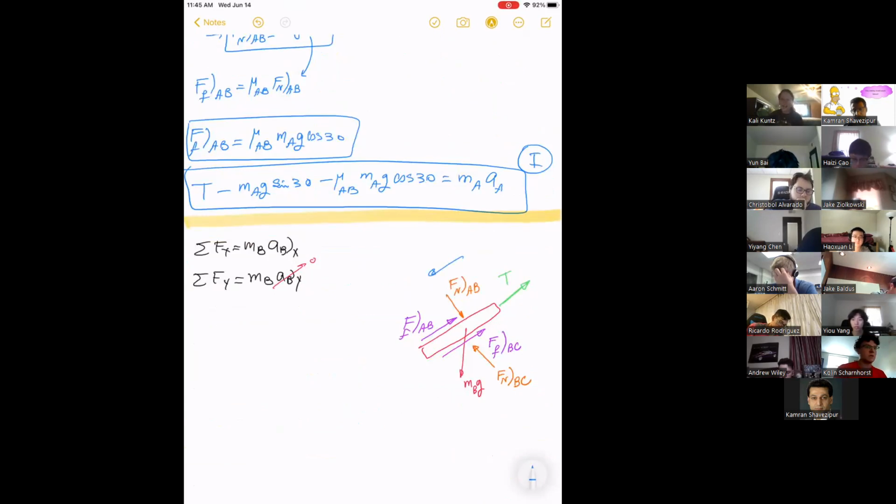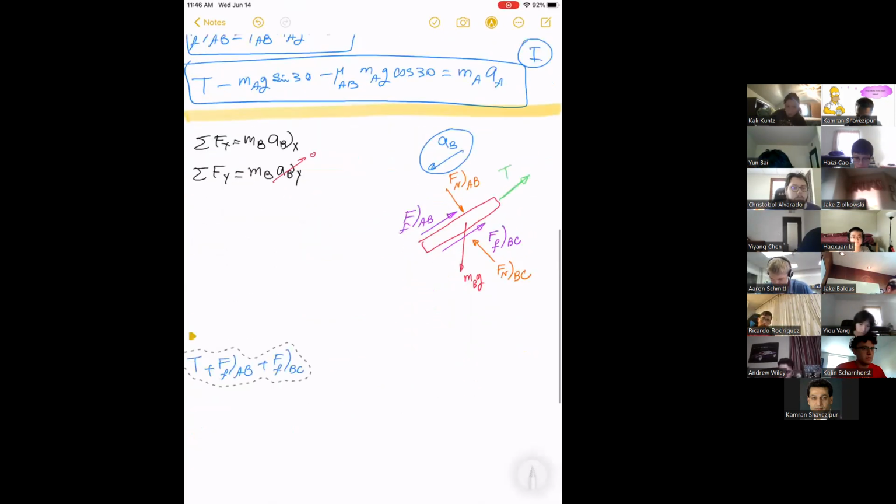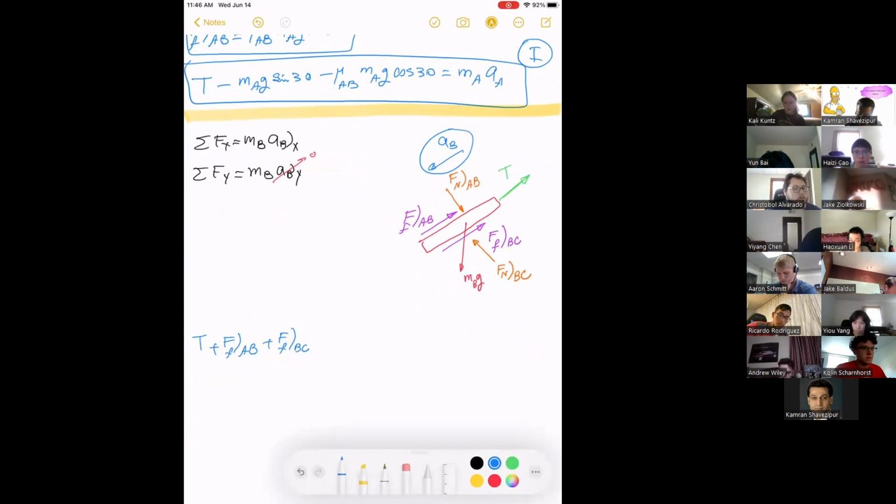So either you can consider this as positive or you just go with the signs. This is like AB technically, right? So you're going to get T plus FFAB plus FFBC. Let's just move this down a little bit. Right? Minus MBG sine 30.